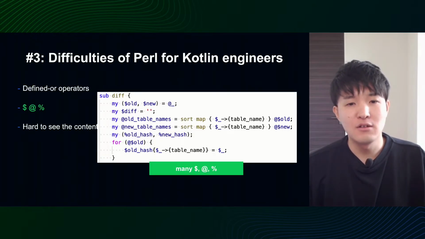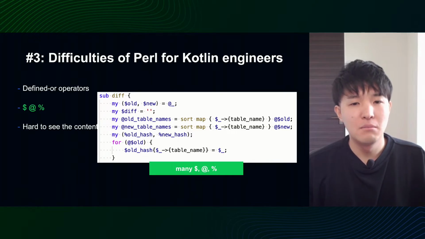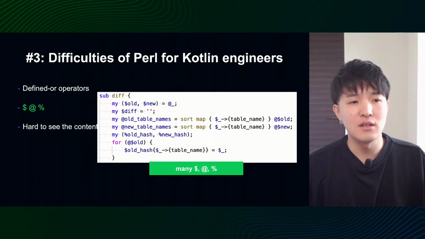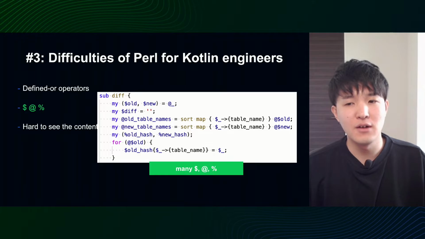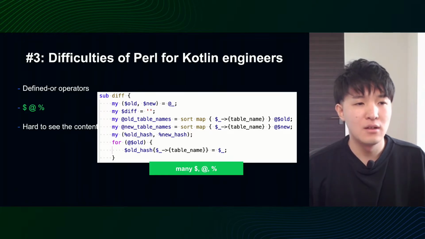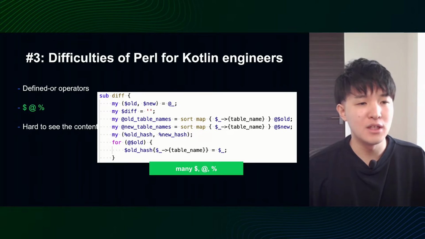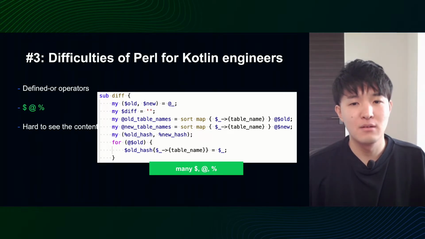Next is about symbols. In this code, you find lots of symbols, and Perl engineers wouldn't have any difficulty understanding them, but non-Perl engineers are overwhelmed by a large number of symbols. Dollars, ats, percents, lots of them.